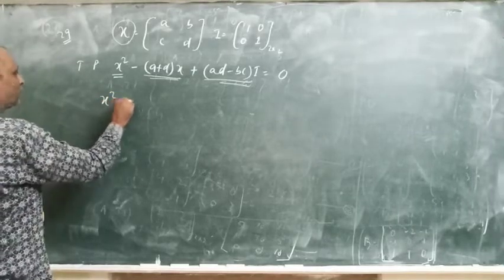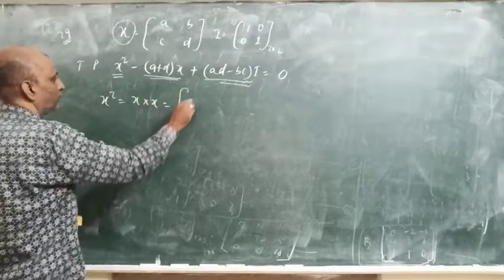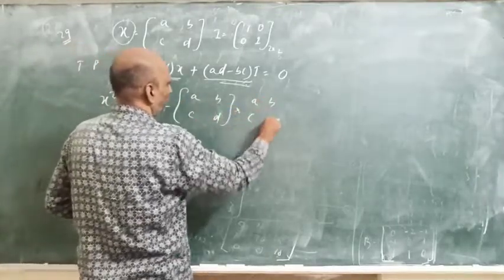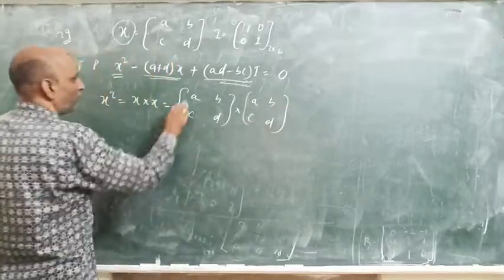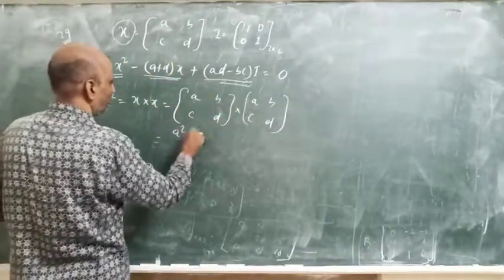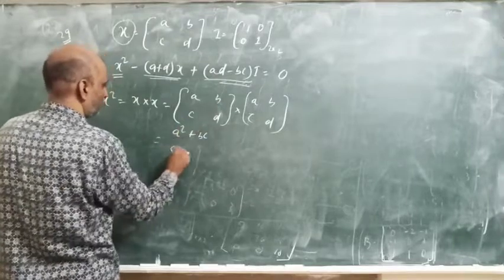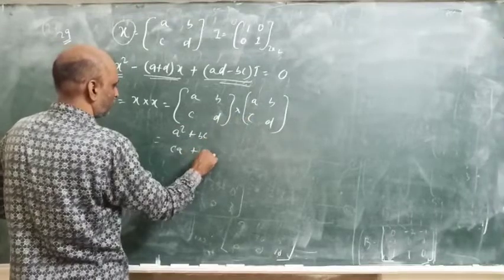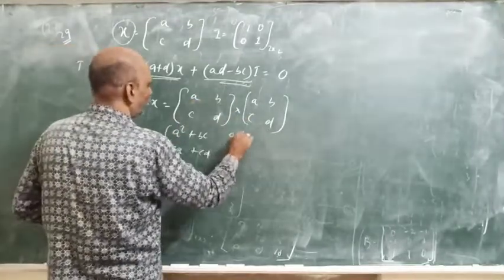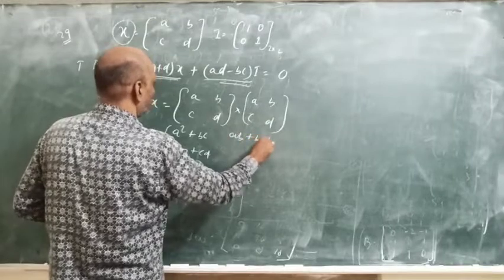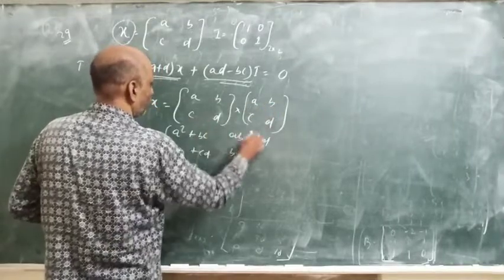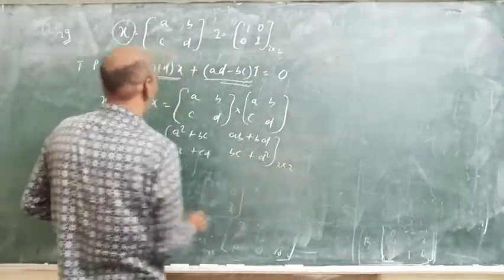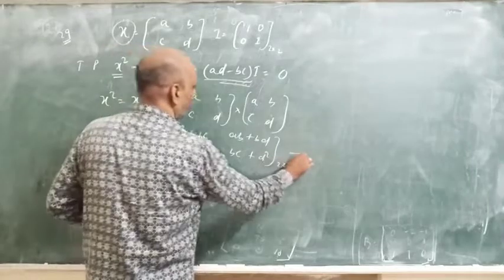First, x square: x into x, that is [a b; c d] into [a b; c d]. Now multiply: [a square plus bc, ab plus bd; ca plus cd, bc plus d square]. Okay, this is a second order matrix. Let it be 1.